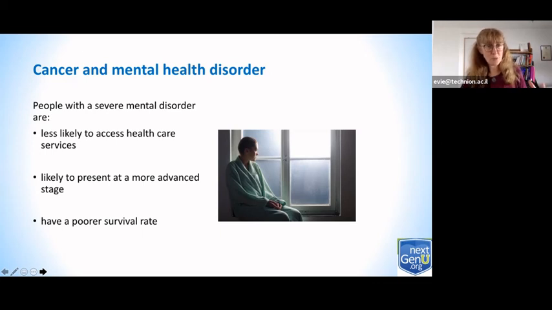So again, really important if you're looking after patients with severe mental health disorder, really check and help them. Have they had their mammograms? Have they had their smears? Have they had colonoscopy or whatever else they need?